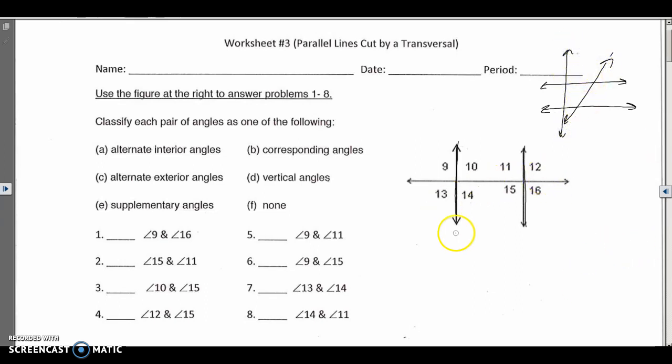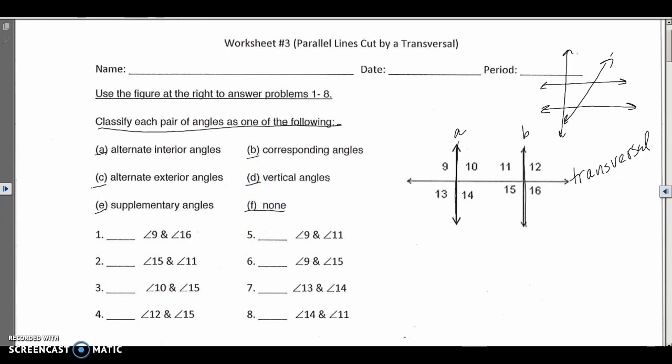In this one, I'm going to call this line A and line B, and they are parallel. Then the line that cuts across horizontally is our transversal. So let's take a look at some of our angle relationships. Let's go through the letter choices. It's asking us to classify each pair of angles as one of the following. They give us alternate interior angles, alternate exterior angles, supplementary angles, corresponding angles, vertical angles, or none.